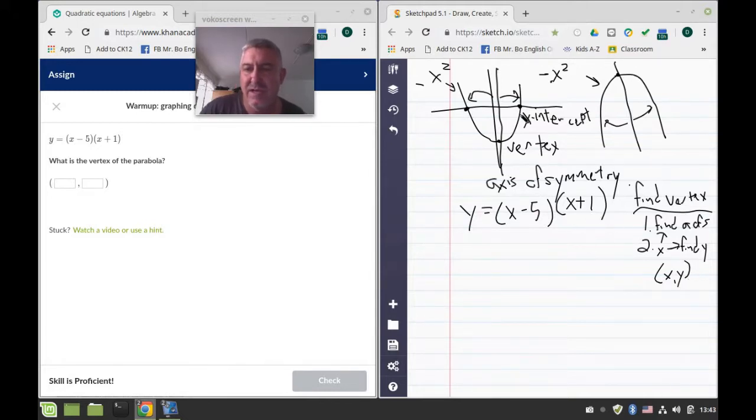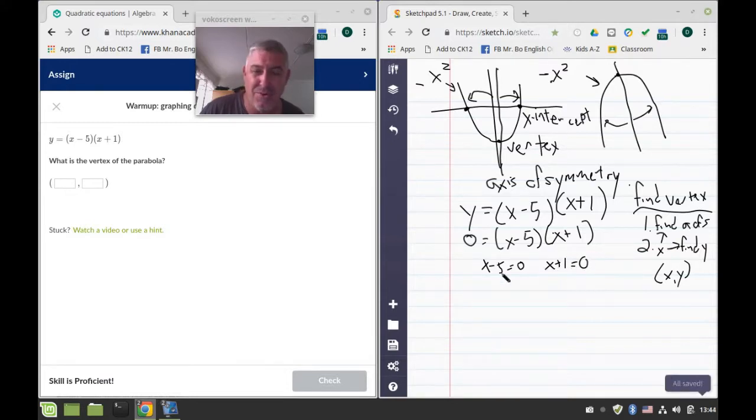So first, if we want to find the axis of symmetry, we need to find the x-intercepts. The x-intercept is where y equals 0. So we'll set this to 0. By the zero product property that we studied last time, one of these two is 0, or maybe both. So either x minus 5 equals 0, or x plus 1 equals 0. In this case it can't be both. That leaves us with x equals 5, or x equals negative 1.